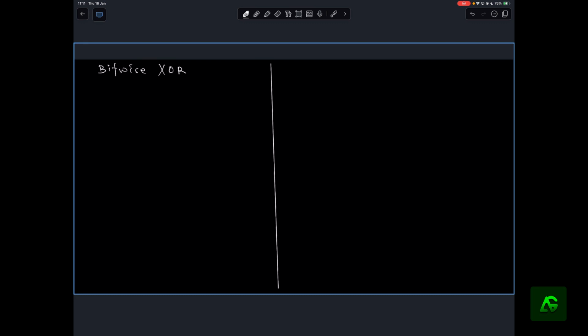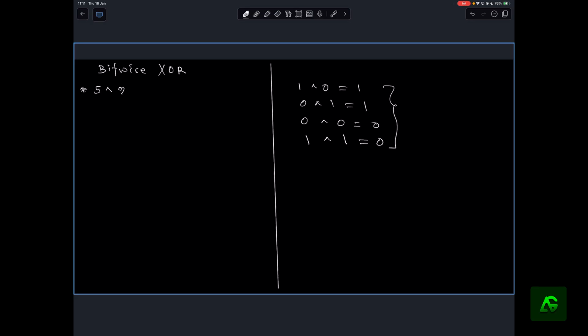So, bitwise XOR. Now let us look at a question under this. If I should have 5 XOR 9, we use the caret symbol to denote XOR. And you remember the rule: 1 XOR 0 gives 1. 0 XOR 1 gives 1. 0 XOR 0 is 0. But 1 XOR 1 is 0. It is important we take note of this.